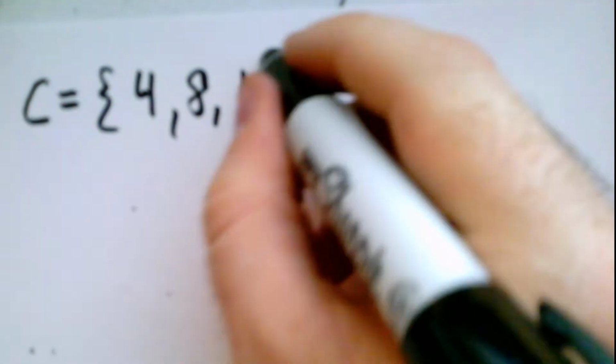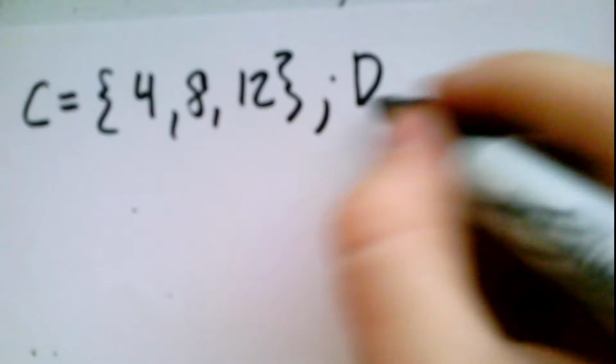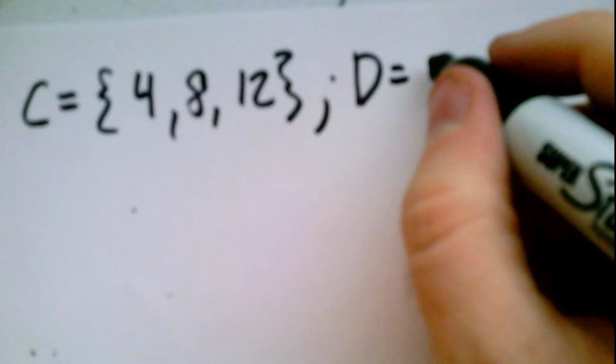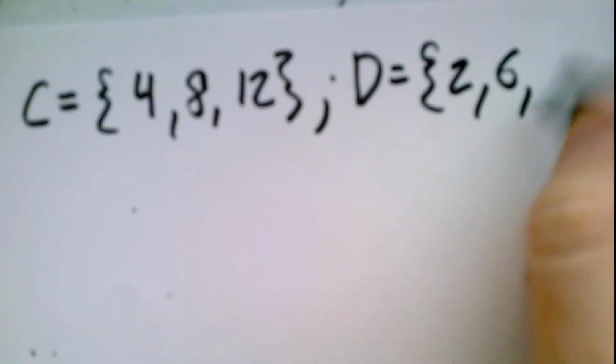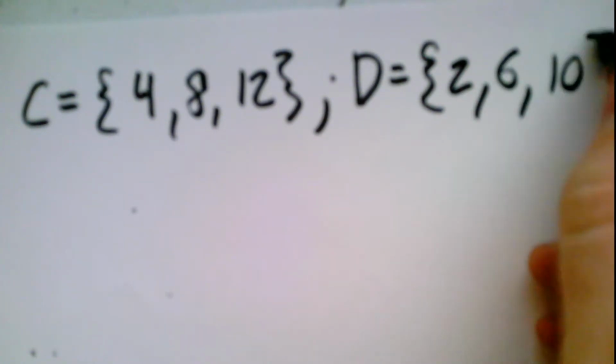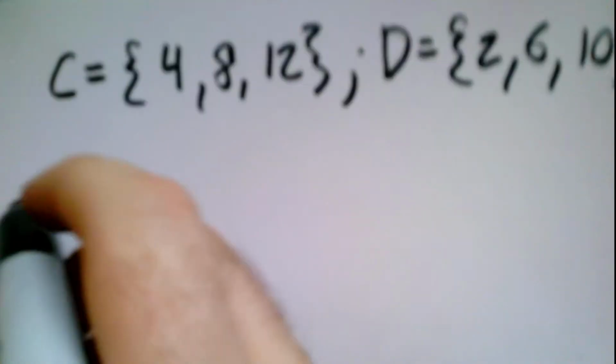We will continue working with our set A and set B in the universe U, but let's add a few more sets to make it a little bit more complicated. So let's have a set C, which is going to be the set 4, 8, 12, and a set D, which is going to be equal to, let's say, 2, 6, 10, and that'll be good enough.